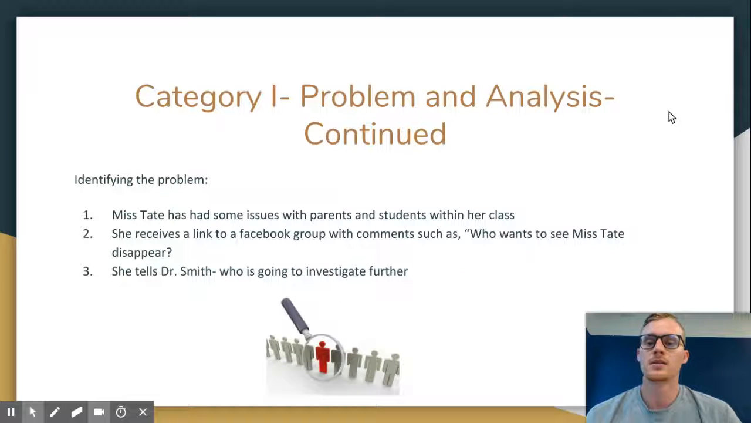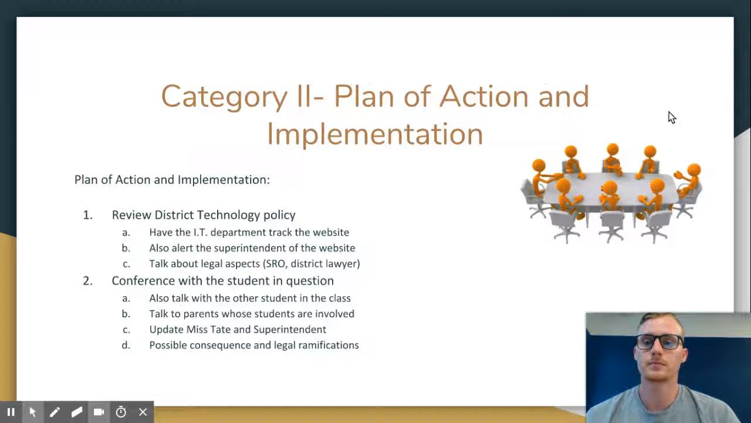Identifying the problem. Ms. Tate has had some issues with parents and students within her class, just complaining about her class is too hard, that her expectations are really high. She receives a link to a Facebook group with comments such as, "Who wants to see Ms. Tate disappear?" She tells Dr. Smith, who is going to investigate further.